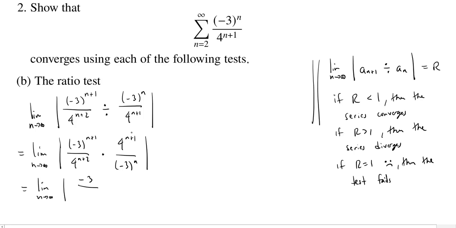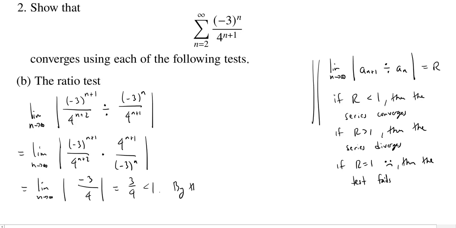Then here I have n plus 1 copies of 4 on the top. I have n plus 2 copies of 4 in the denominator. So all but one of them will cancel in the numerator, and I just get a 4 in the denominator. Take the absolute value. I'm going to get 3/4. This limit will do nothing. All right? How beautiful is that? I get 3/4, which is less than 1.